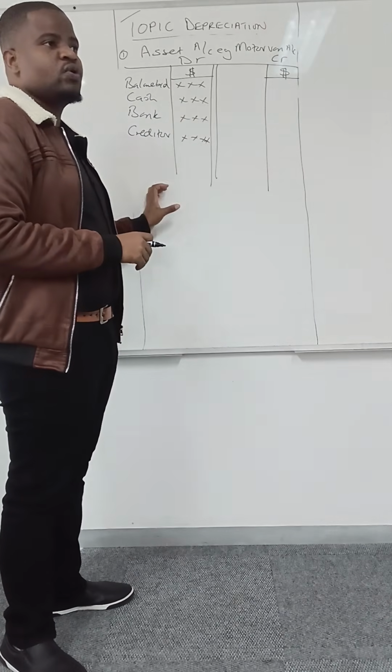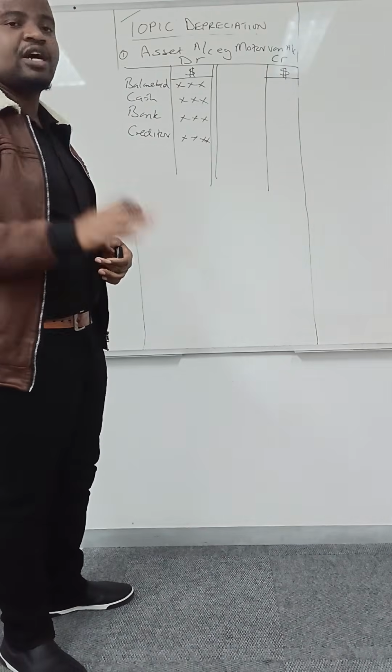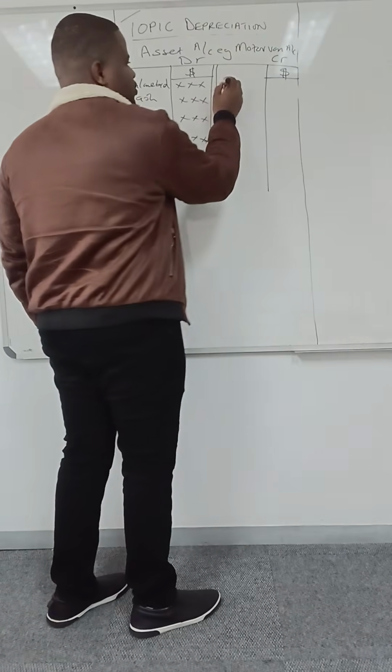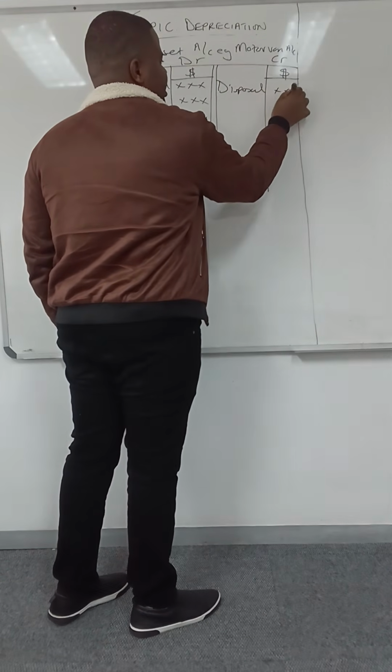So this is how we record when we purchase an asset. Then on the credit side, we record disposed asset. So when we dispose an asset, just write disposal. You put the figure here.